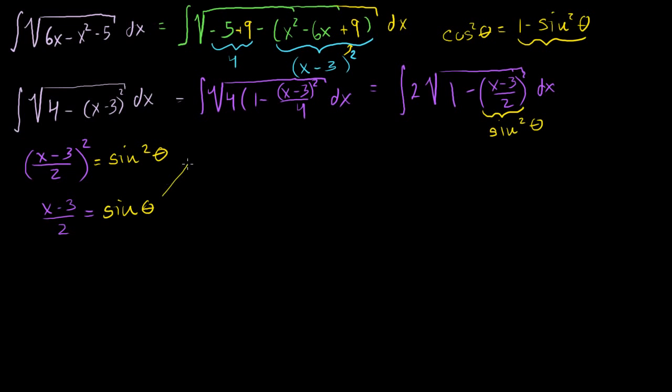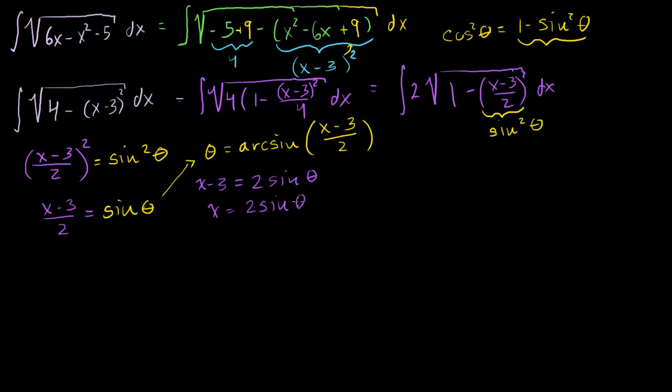So theta in terms of x, we could just take the arc sine of both sides of this. You get theta is equal to, right, the arc sine of the sine is just theta. Theta is equal to the arc sine of (x minus 3) over 2. Fair enough. Now, to figure out what dx is, we're going to have to solve for x in terms of theta. So let me do that. If we multiply both sides of this equation by 2, we get x minus 3 is equal to 2 times the sine of theta.